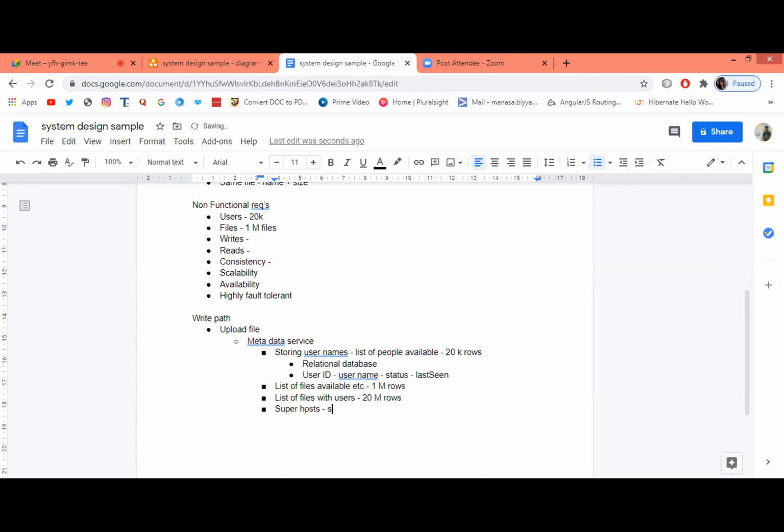So let's do that. But again, these super hosts are the hosts which are storing the data, and we don't want every super host to store all the information. So how would we do that?